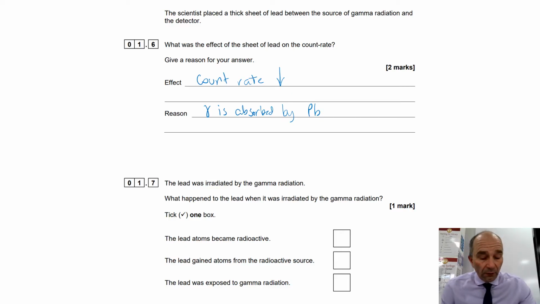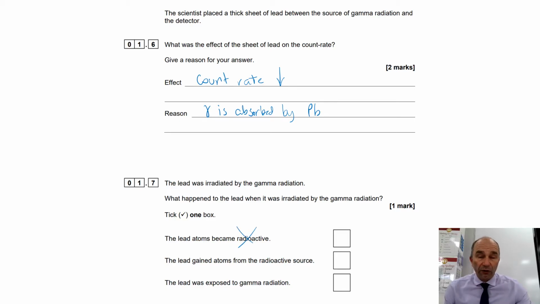1.7. The lead was irradiated by the gamma radiation. So what happened to the lead when it was irradiated by the gamma radiation? Now, certainly when this was used in the exam, a lot of people got this question incorrect. Now, if you are irradiated, it just means that you are being exposed to that radiation.